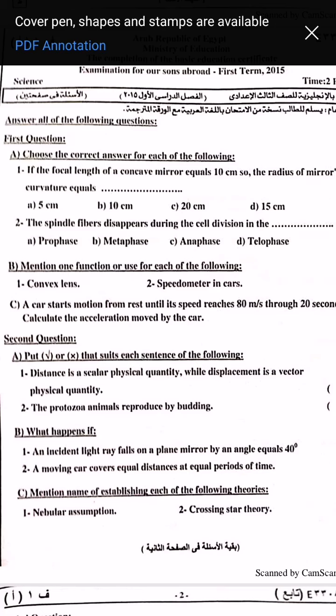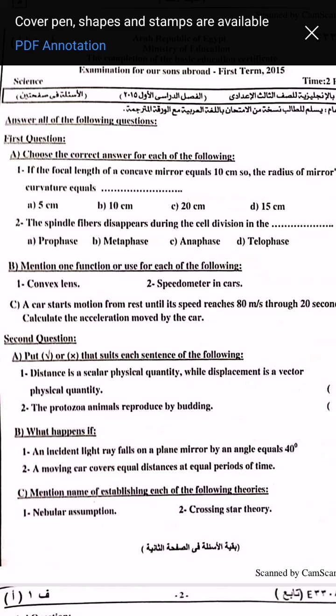C, a car starts motion from rest until its speed reaches 80 meters per second through 20 seconds. Calculate the acceleration moved by the car. So the car moves from rest, so the initial speed V1 equals 0. And its speed reaches 80 meters per second, so the final speed equals 80. This change of speed happened in 20 seconds, so delta t equals 20.